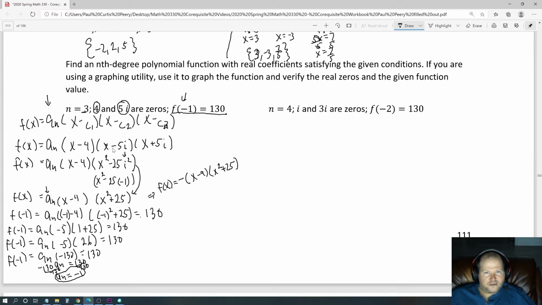Okay, so use it to graph the function and verify the real zeros. If you are using a graphing utility, use it to graph the function and verify the real zeros in the given function. I'm not going to do that, but I did find the real coefficient satisfying the given condition. So we did that. This is our new equation right there.